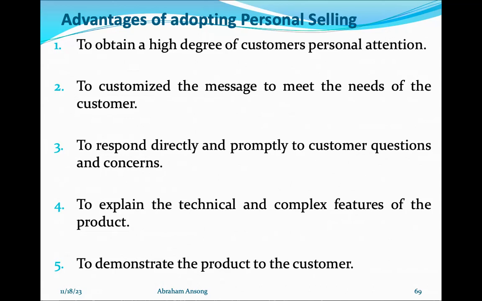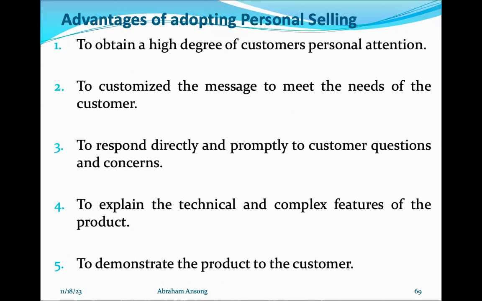They can customize the message to meet the needs of the customer. So as they interact with you, especially if you are friendly and you open up to them, whatever need that you have, they can always convince you that that product can help you solve that particular problem, okay, or that need. So they don't have the same messages. As they interact with you and they realize that this is your need, they can convince you and address or customize that message for you to be convinced that their product or service can help you in dealing with that particular need. Okay. So the other advantage is to respond directly and promptly to customer questions and concerns.